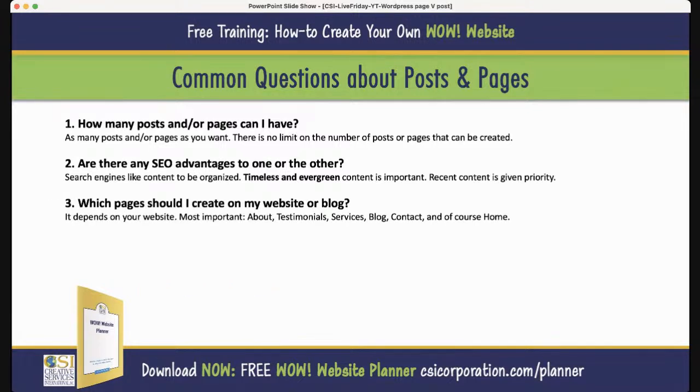So which pages should I create on my website or blog? It depends on your website, but most of the time, people are going to have these 5 pages: about, testimonial, services, blog, and contact. And of course, you've got your home page. That's what most people are going to start out with. Then you may do some different pages, like a portfolio or a photo gallery page. But for the most part, you're going to need these first 5, and then of course your home page.